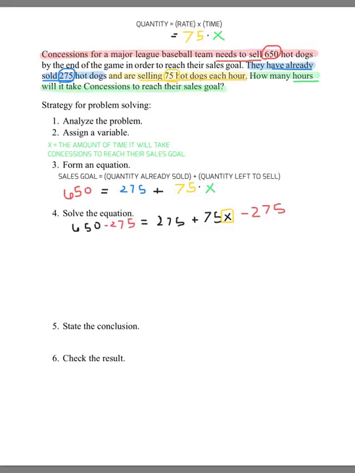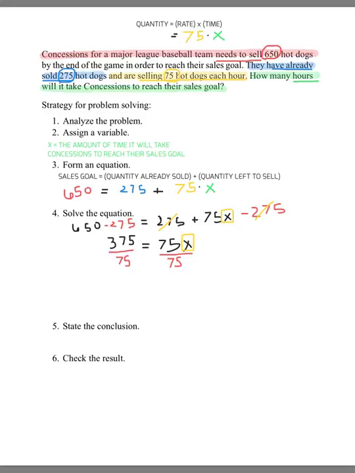On the right hand side, the positive 275 and the negative 275 cancel out, and we're left with simply 75x. And on the left hand side, once we carry out the subtraction, you can verify that we end up with 375. Again, we want to get the x variable completely by itself. Right now we're multiplying it by 75. The opposite operation of multiplication is division, so we're going to divide both sides by 75, since that is the number that we want to eliminate.